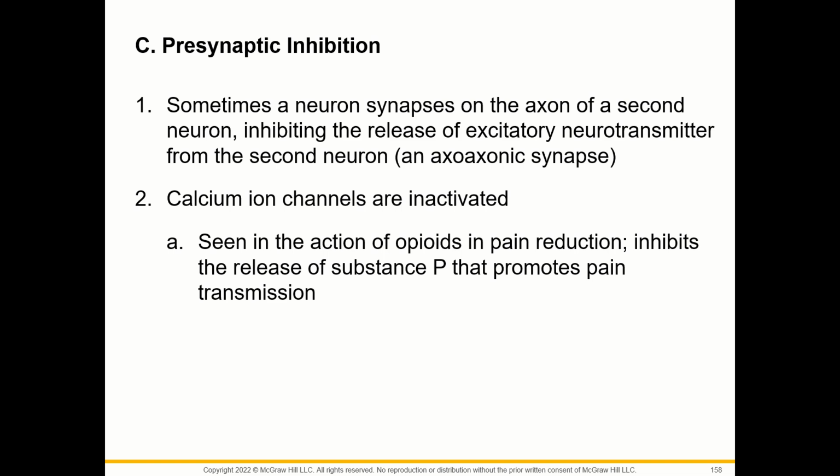Sometimes a neuron synapses on the axon of a second neuron, inhibiting the release of the excitatory neurotransmitter, and that is because it inactivates calcium ion channels. And so we see this in the action of opioids and pain reduction. Also, if you hear about medicines such as Xanax or alprazolam, they increase GABA and can cause long-term depression in the neurons.